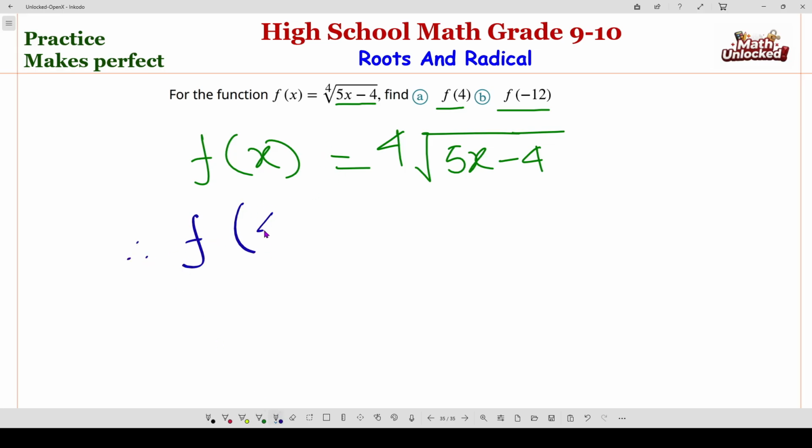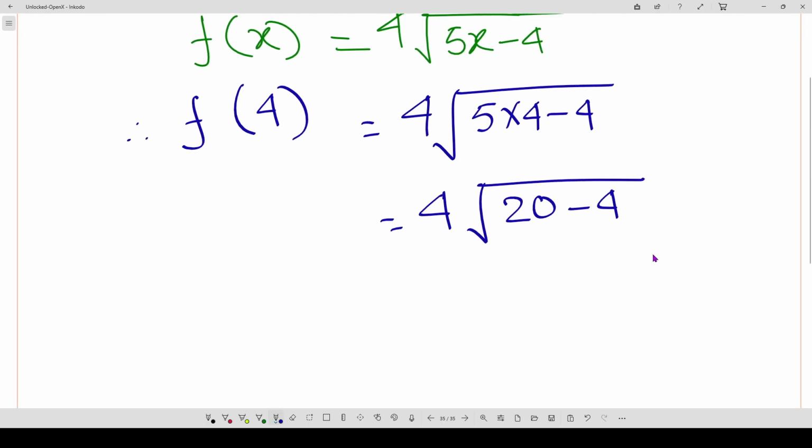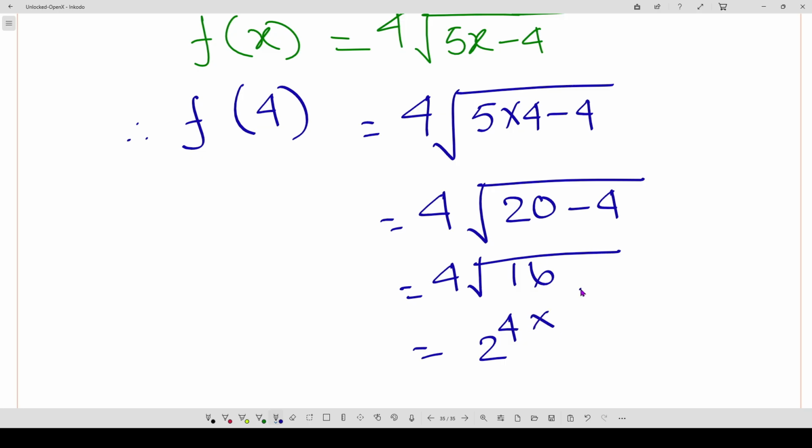Here, first 4, then the fourth root of 5 times 4 minus 4. 5 times 4 is 20, minus 4. Now the fourth root of 20 minus 4, which is 16. So this 16 we can write as 2 to the power 4, and again the fourth root we can write as 1 by 4. So 4 divided by 4 will be 1. Our answer is 2. Very simple.